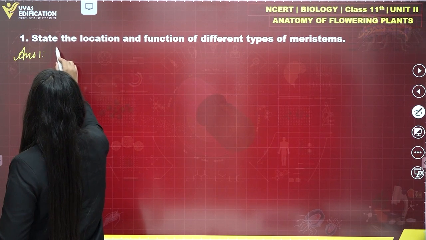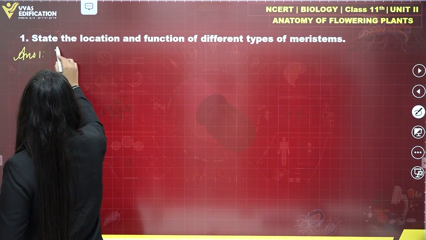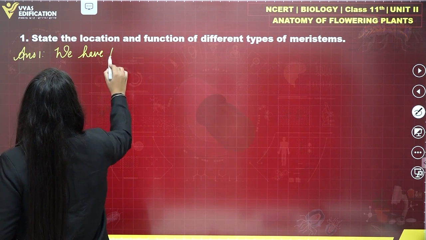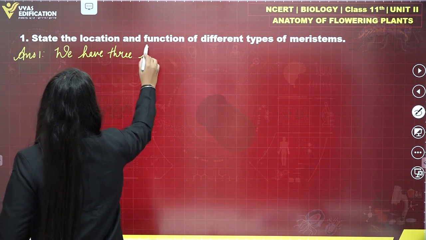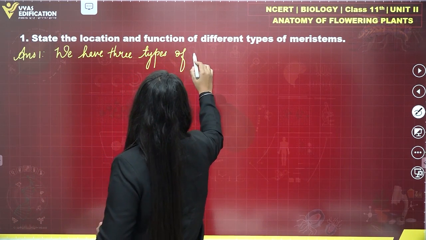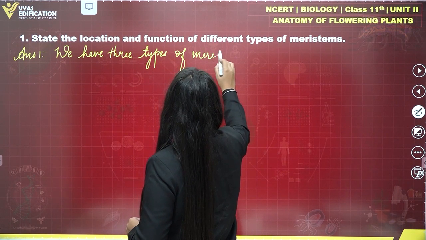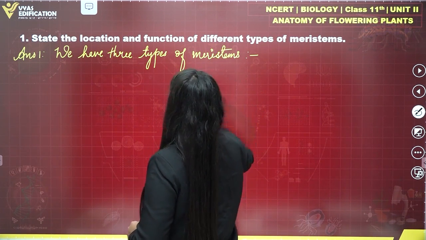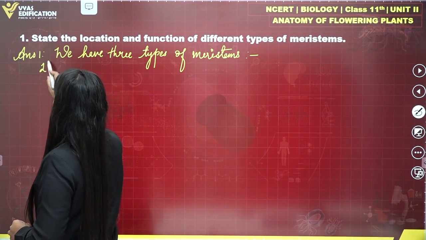So first we'll start writing like this. We have three types of meristems. Number 1 we have is apical meristem.